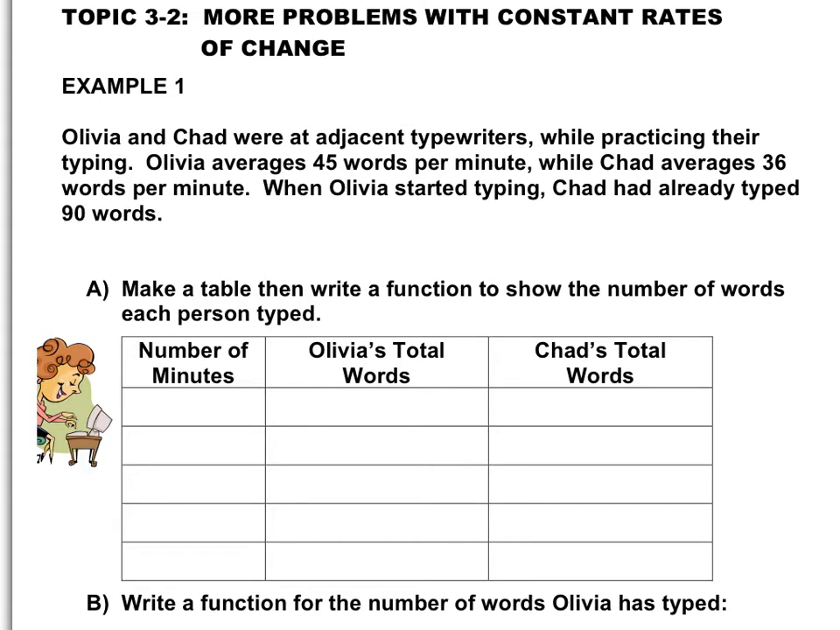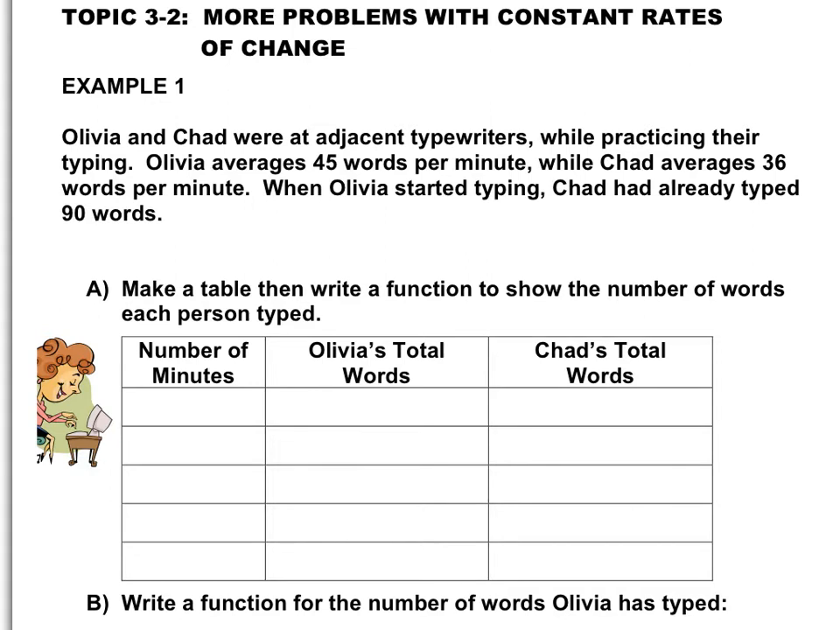Today we're looking at topic 3-2, which is more problems with constant rates of change. In example 1, Olivia and Chad were at adjacent typewriters while practicing their typing, which we really don't have anymore, so pretend like they're at computers. Olivia averages 45 words per minute, while Chad averages 36 words per minute. When Olivia started typing, Chad had already typed 90 words.